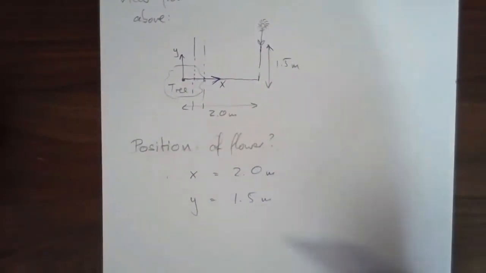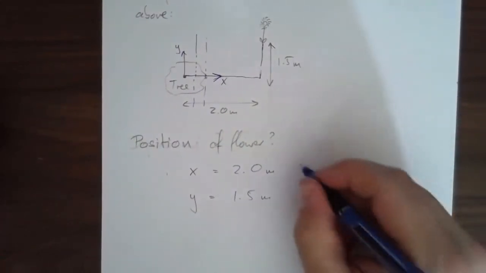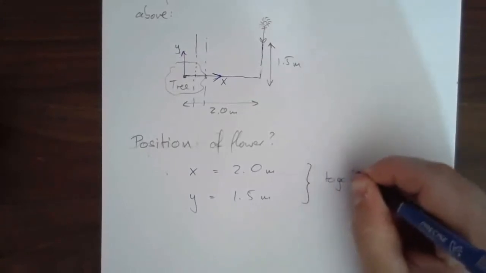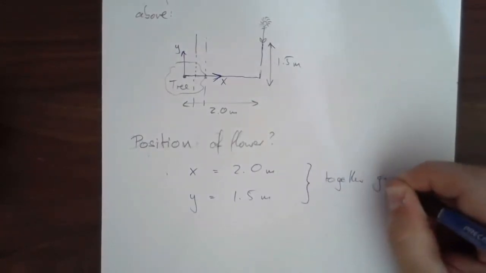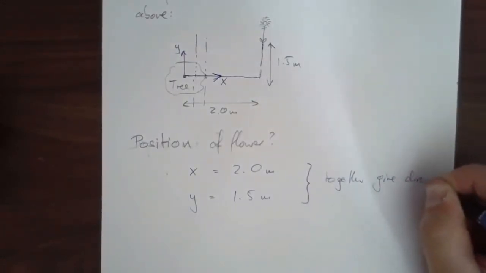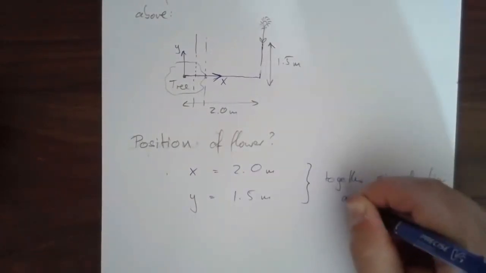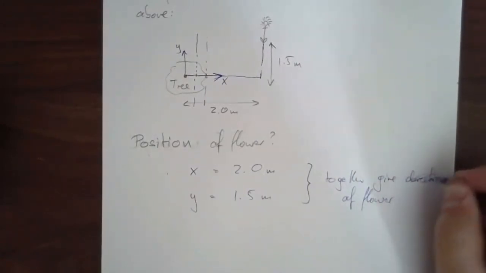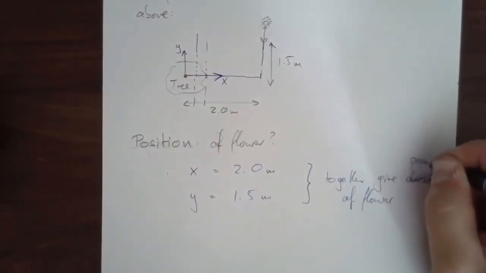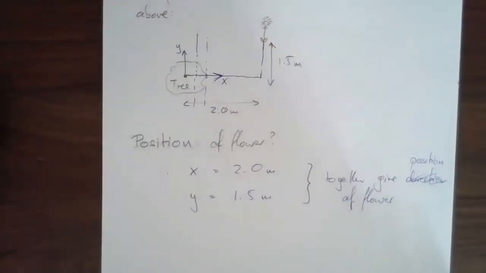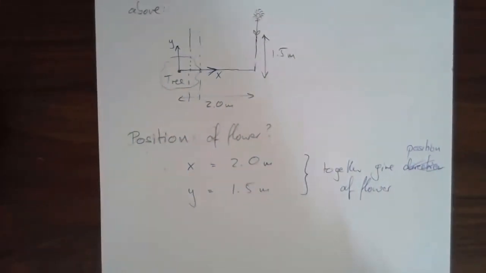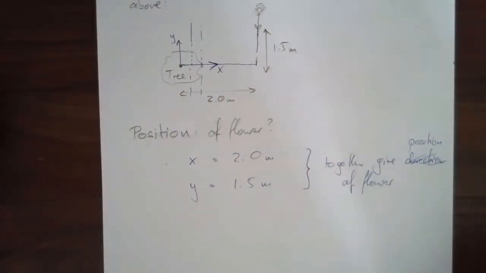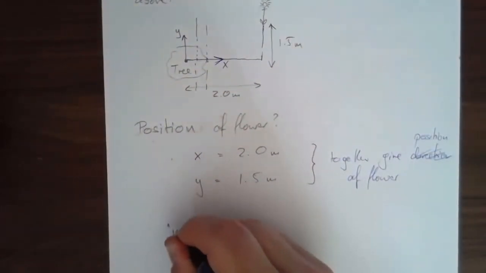So together, that is the position of the flower. It's not a single number, it's two numbers. So together they give the direction of the flower. Sorry, not the direction, the position, excuse me. Going nuts. The position of the flower, right? And we call this a vector. Let's define this term.